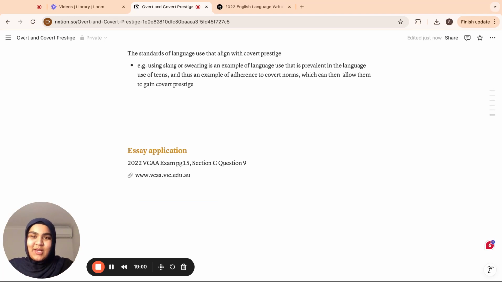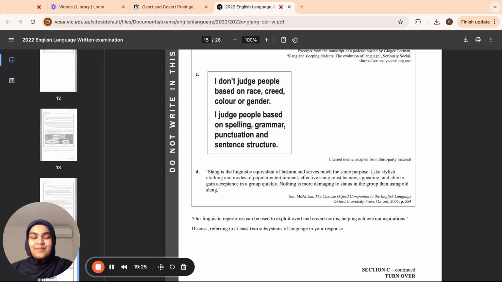Okay, so I've given you now a bit of a rundown on overt and covert prestige, as well as who uses the variants that could achieve that, and how it plays into identity as well. But I want to now show you an essay question from the 2022 VCAA exam. And it talks exactly about what we've just spoken about. So let me just pull that up right now. Okay, so here's the question.